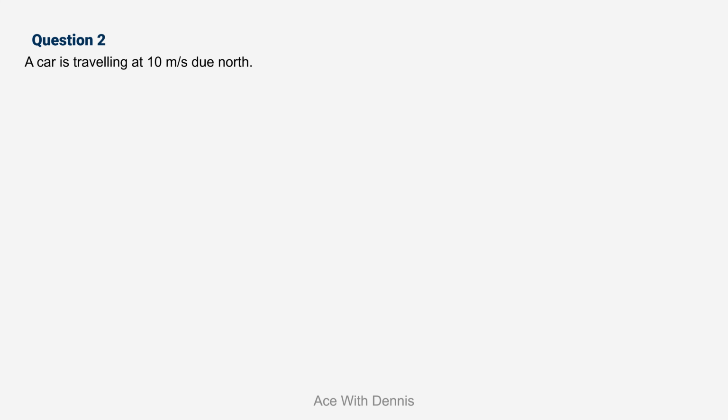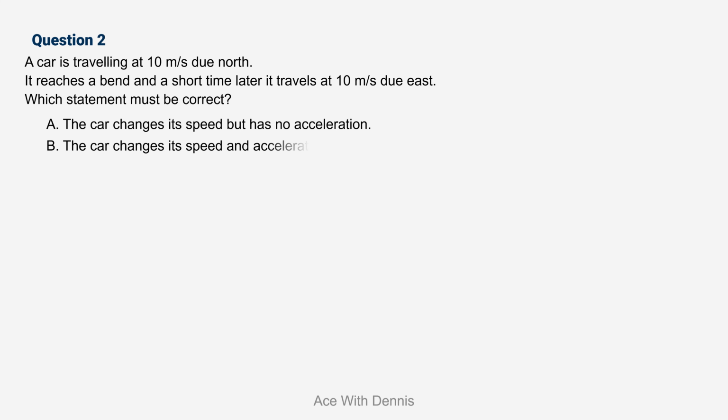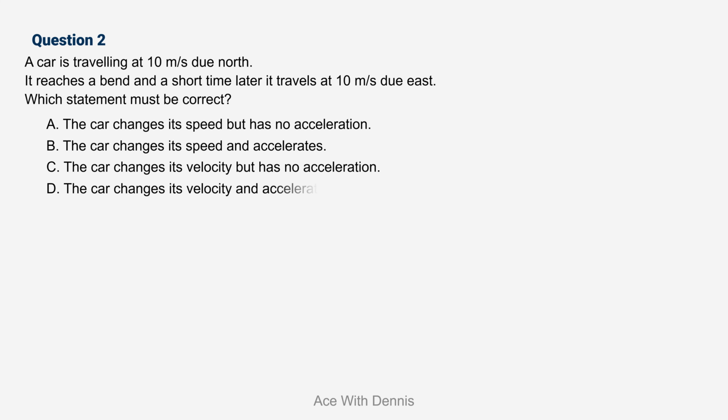Question 2. A car is traveling at 10 meters per second due north. It reaches a bend and a short time later it travels at 10 meters per second due east. Which statement must be correct? A. The car changes its speed but has no acceleration. B. The car changes its speed and accelerates. C. The car changes its velocity but has no acceleration. And D. The car changes its velocity and accelerates.